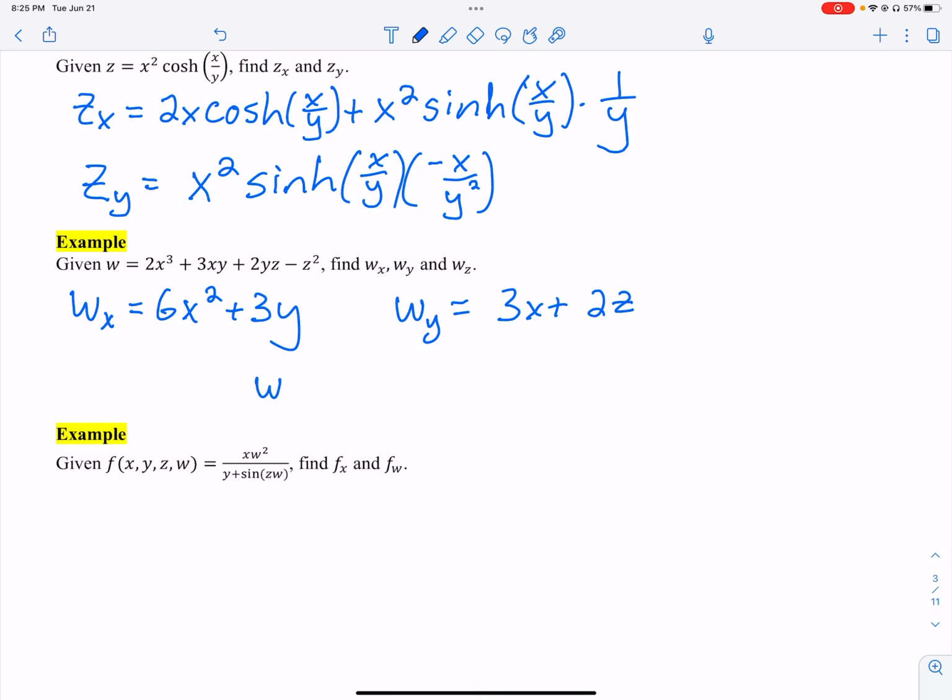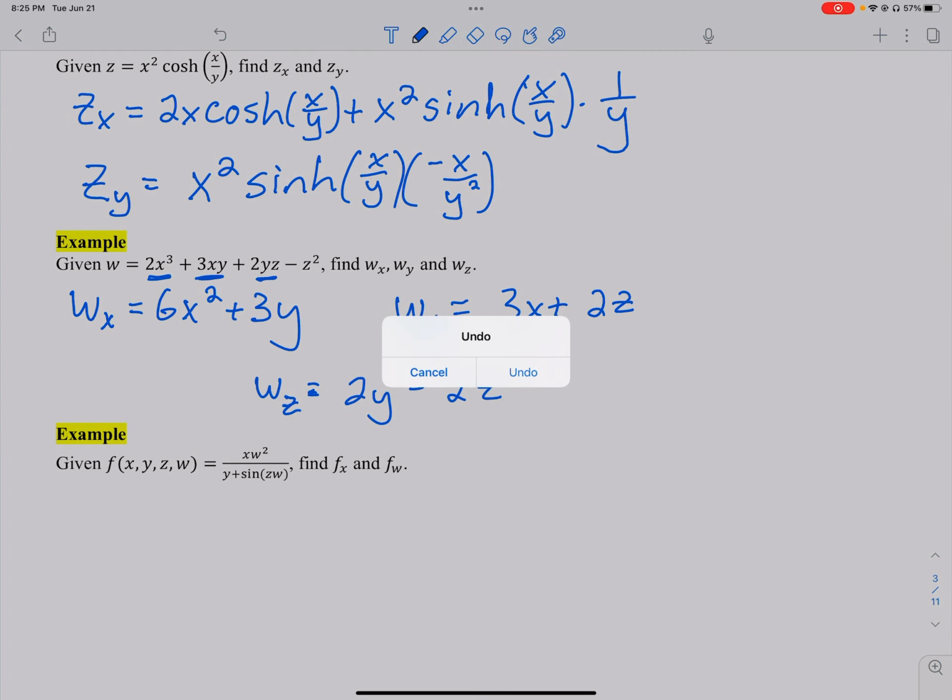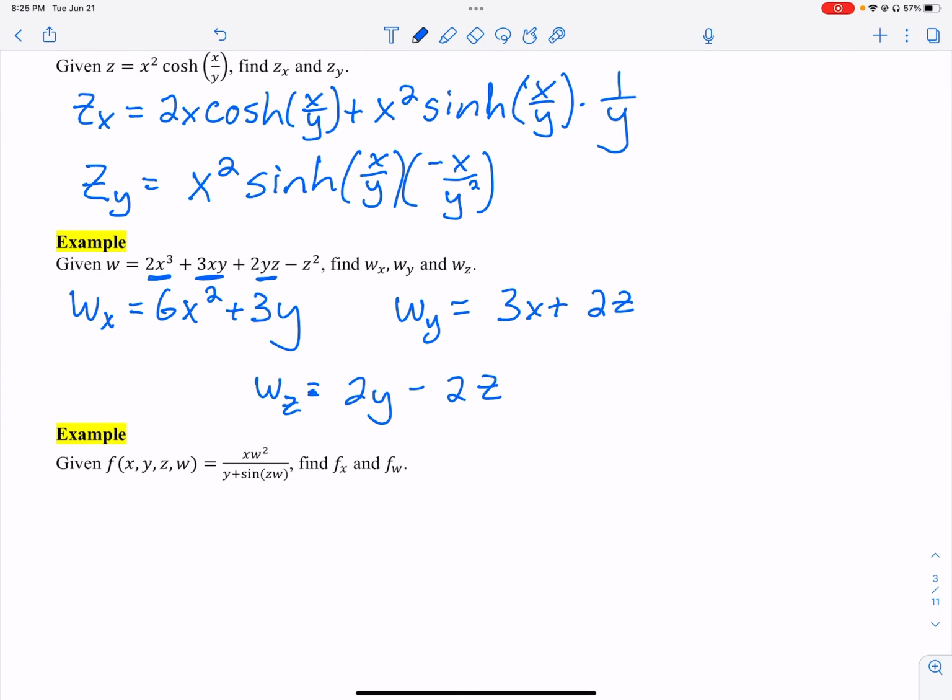The next thing we can do is w with respect to z. Well, first term is a constant, second term is a constant, there's no z. This has a z, so we get 2y minus 2z to the first. Sorry about that. So there are the partials.